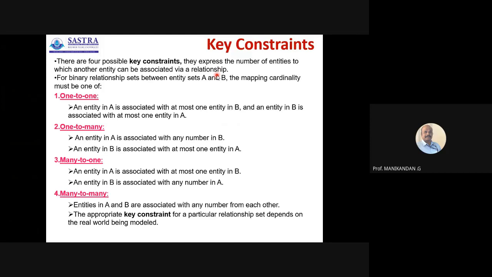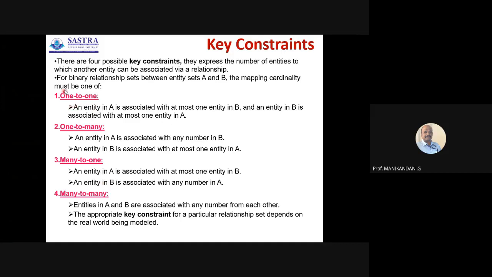through a relationship type. For example, suppose you assume that you are having two entity types, namely A and B, or two entity sets, namely A and B. There are four possible mapping cardinalities between these two entity sets, A and B. What are the four possible mapping cardinalities? The first one is one to one, second one is one to many, third one is many to one, and fourth one is many to many.